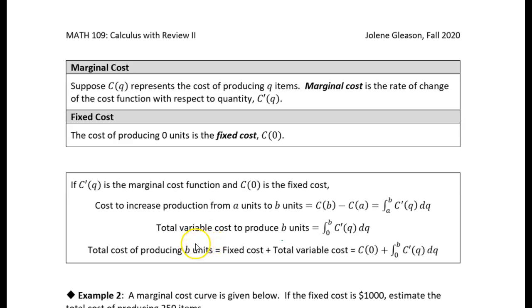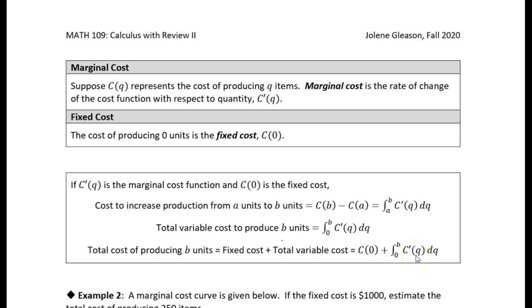Now we can also look at the total variable cost to produce B units, and that's just going to be the integral of the marginal cost from 0 to B. But keep in mind, that's just the variable cost. We've got to add in the fixed cost to get the total cost of producing B items. So if we add the fixed cost and the total variable cost, we get the total cost of producing B units. So we take C of 0, that's our fixed cost, and add the integral of the marginal cost from 0 to B.